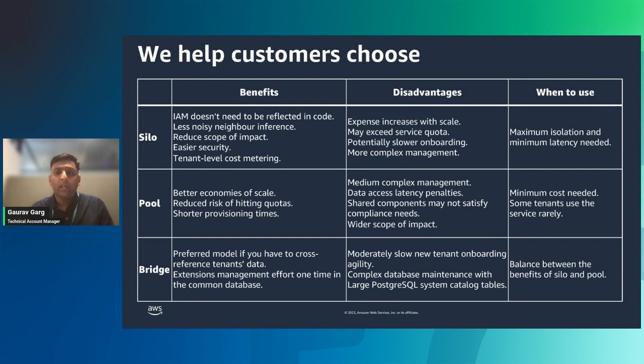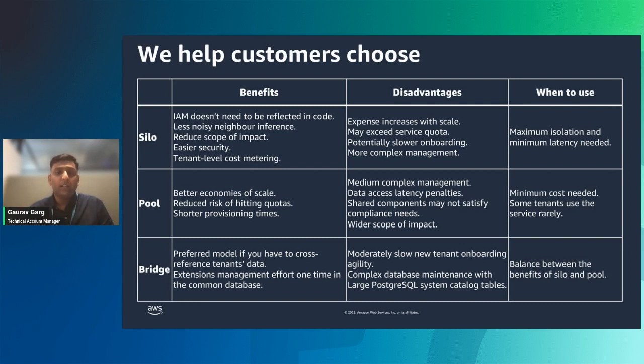And when to use it: when you want the cost to be low, and your tenants are ready to be onboarded, and their usage pattern is not as frequent, right? So this is the model that can be used there. Bridge model. So this, like I said, has a happy balance between the other two models, right? So if you have to cross-reference any data across tenants, then definitely this is one model that is very useful. For any extensions that you're using as part of your database, that effort becomes one time with this model, because at the end of the day you are using a common setup.